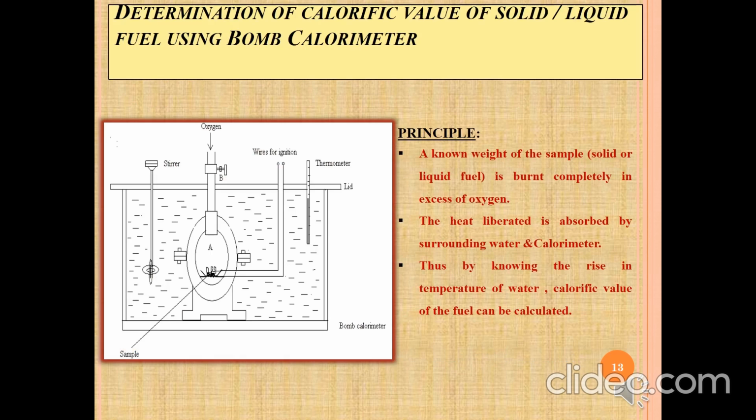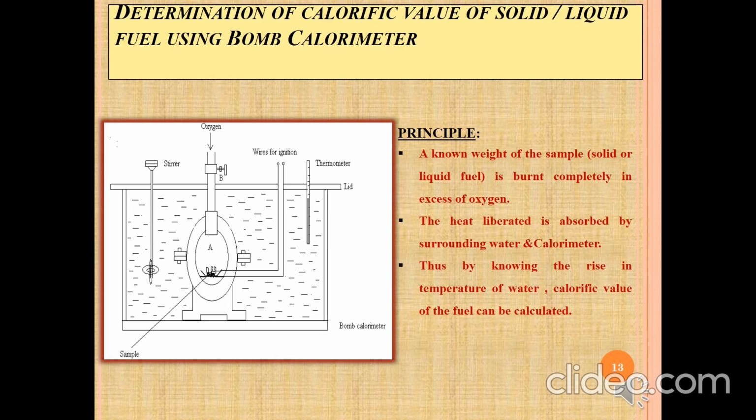Determination of calorific value of a solid or a liquid fuel using bomb calorimeter. In this, I will be discussing the principle, construction and working of bomb calorimeter. First, let us see what is a bomb calorimeter. Bomb calorimeter is a constant volume calorimeter used in measuring heat, that is energy of combustion process. Here, the volume of the bomb calorimeter is fixed and it is used to measure the energy of combustion process.